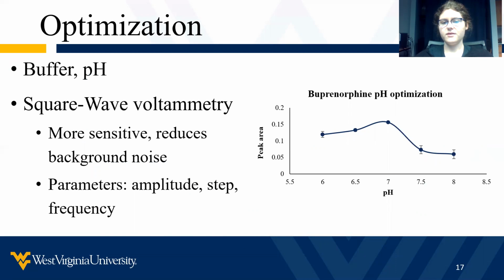Once we established the electroactivity of these, we wanted to optimize our analysis of them. So we started by optimizing the environment they're in, so what buffer we used, and then the pH of the buffer. And I've shown an example of the pH optimization for buprenorphine here on the slide. Now for the final method itself, we wanted to use square wave voltammetry instead of cyclic voltammetry because it's more sensitive, reduces background noise, and can tolerate faster scan rates than CV can. And that has its own parameters that we need to optimize. And to clarify, parameters were optimized separately for each of the 3 analytes.